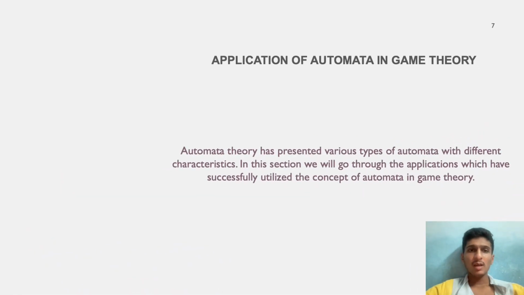Now, moving on to application of automata in game theory. Automata theory has several applications in game theory. In game theory, automata are used to model the behavior of players in a game. Players are assumed to be rational and they choose their strategies based on the strategies chosen by the other players. Automata are used to model the strategies chosen by the players and to predict the outcomes of the game.